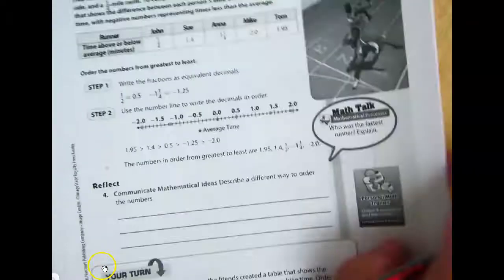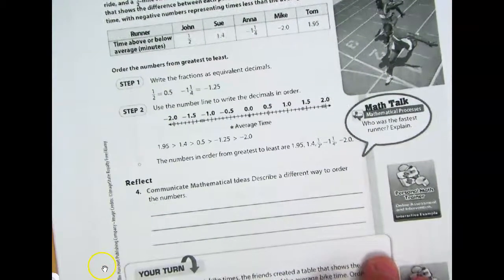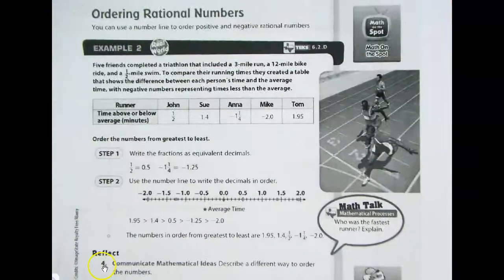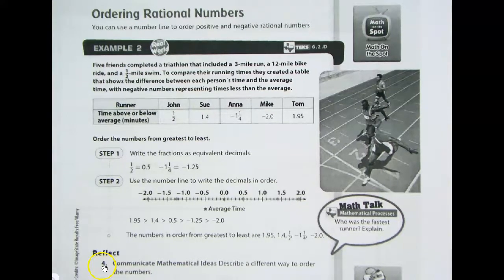All right. It says 5 friends completed a triathlon that included a 3-mile run, a 12-mile bike ride, and a half-mile swim. To compare their running times, they created a table that shows the difference between each person's time and the average time, with negative numbers representing times less than the average. Okay, they want to order these numbers from greatest to least.